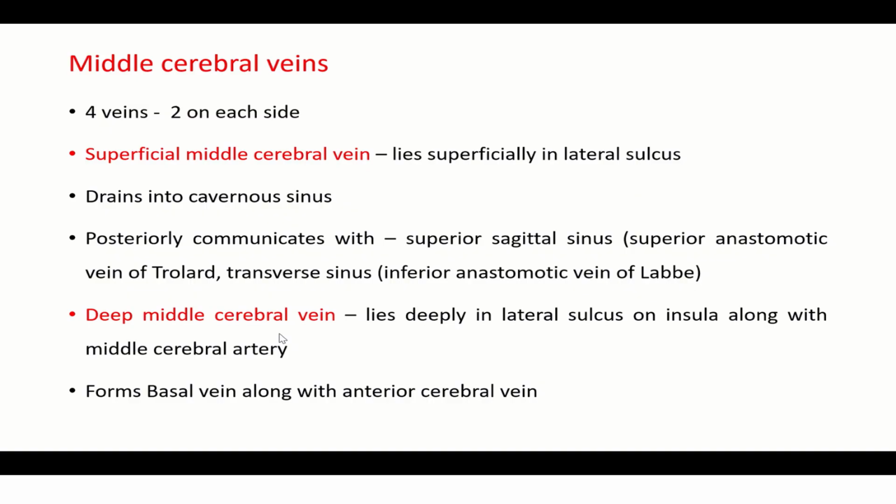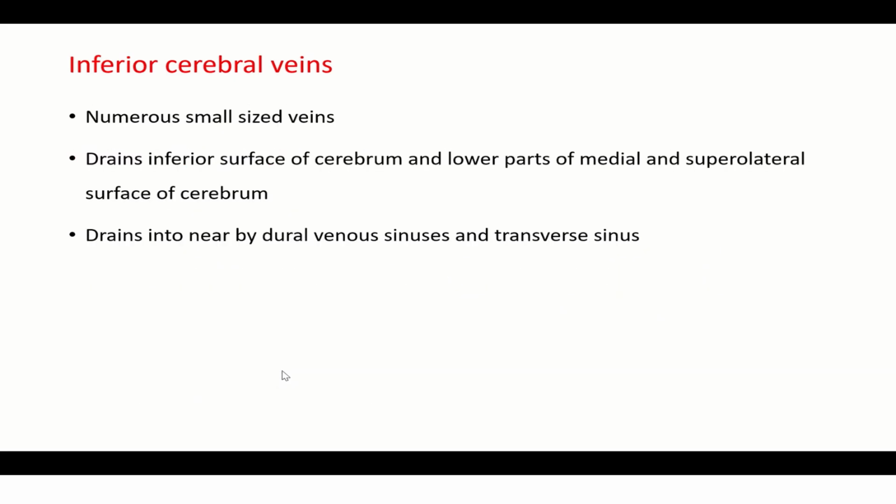The deep middle cerebral vein lies deeply in the lateral sulcus on the insula, otherwise called island of Reil, along with the middle cerebral artery. So the deep middle cerebral vein forms the basal vein along with the anterior cerebral vein and striate veins.